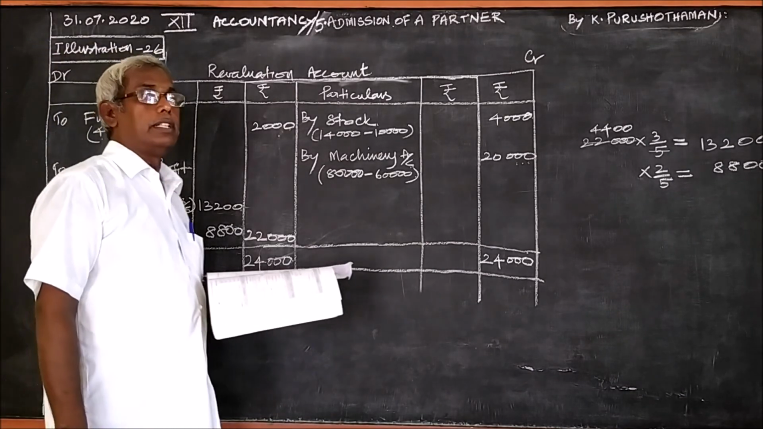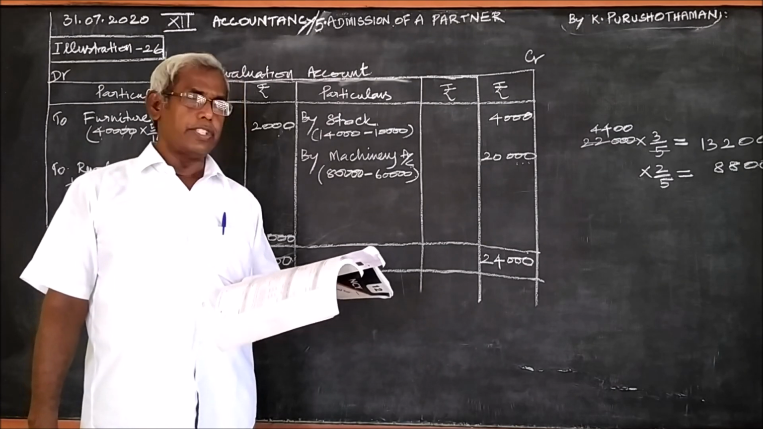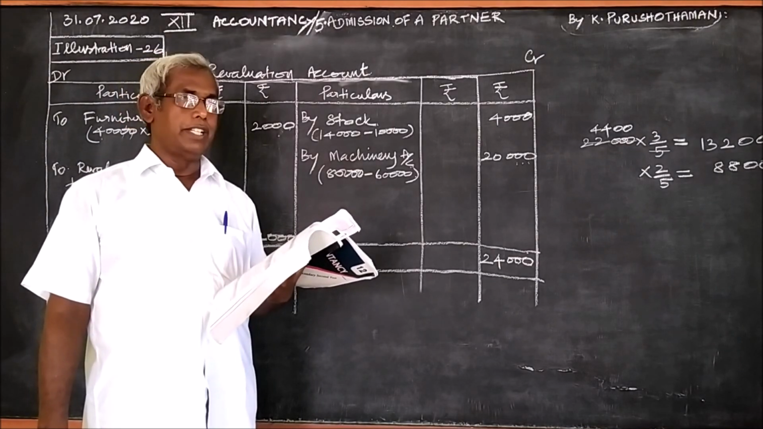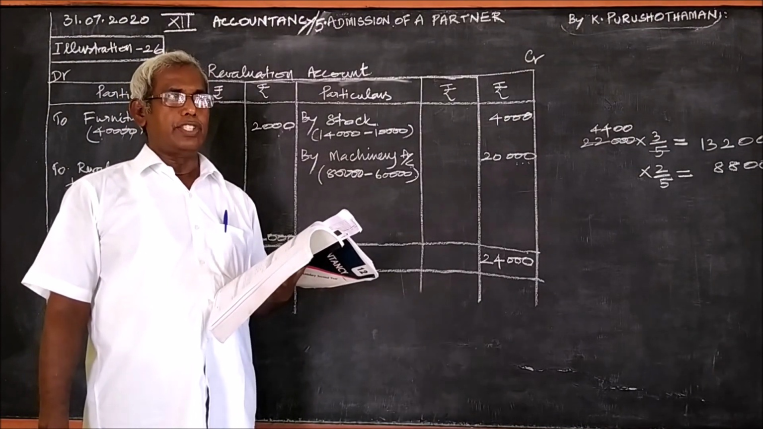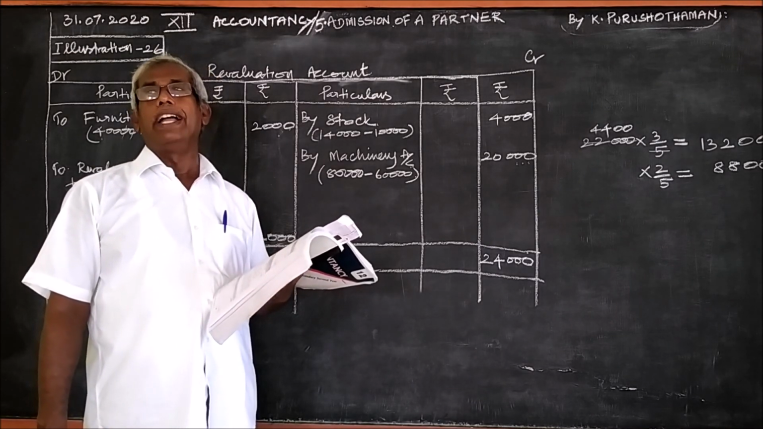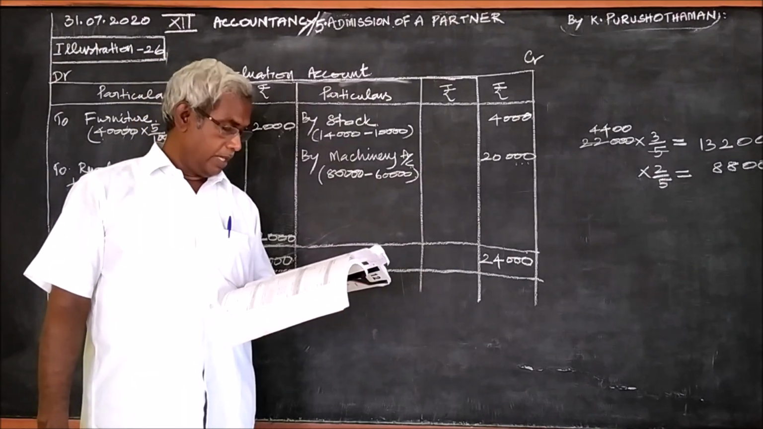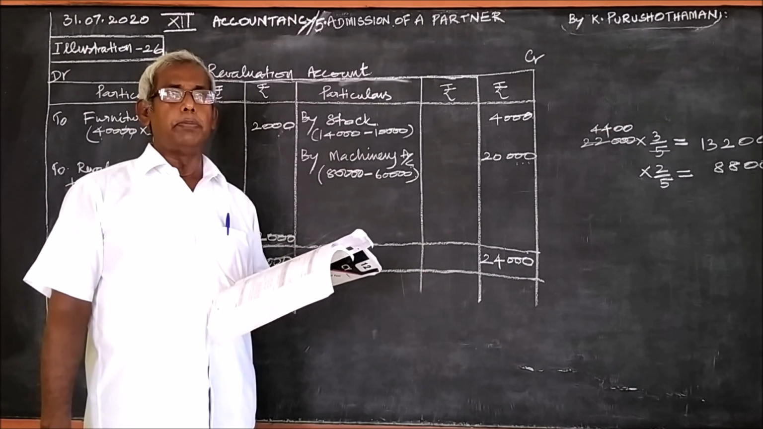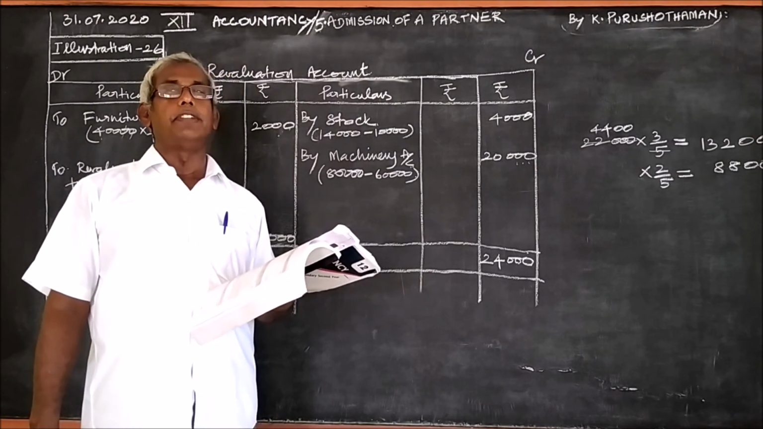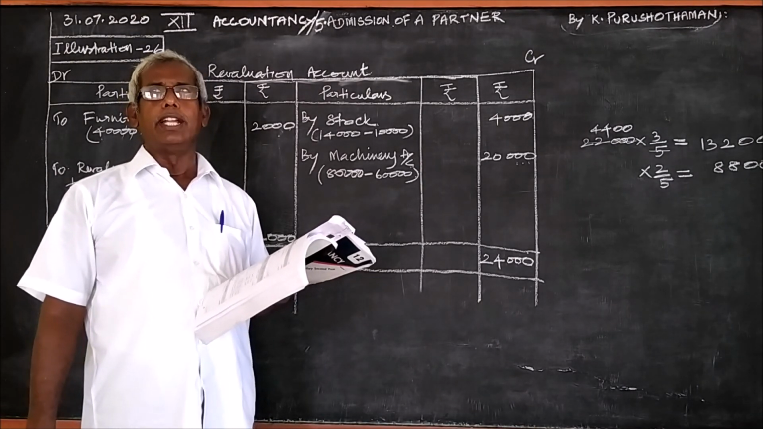So, as I said just now, the question is necessary ledger accounts. We should prepare the necessary ledger accounts, in the sense, as usual, revaluation account, capital account, bank account, and also the balance sheet we should prepare. But what should we prepare first? Revaluation account. For the preparation of the revaluation account, we need to know the profit items and the loss items.